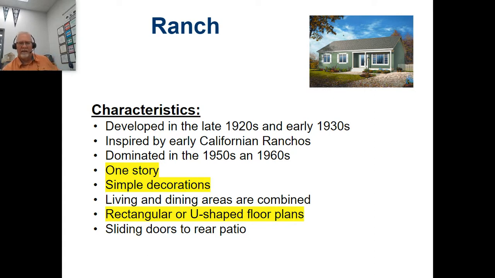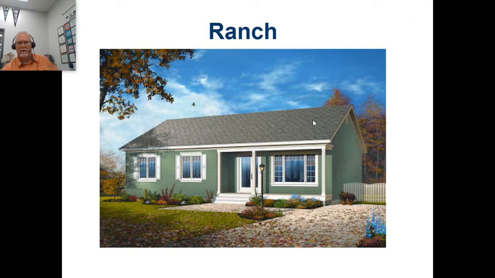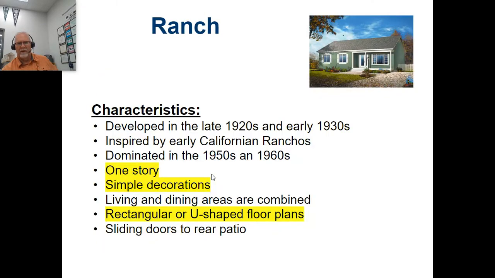One story, that's the big thing that sticks out in my mind with a ranch or a rambler. It's a one-story house. Typically you just have the main level. There is no upstairs, probably just an attic for storage, but it's all a one-level house. And then, of course, a basement in our area, especially. Very simple, very boxy style of a house.